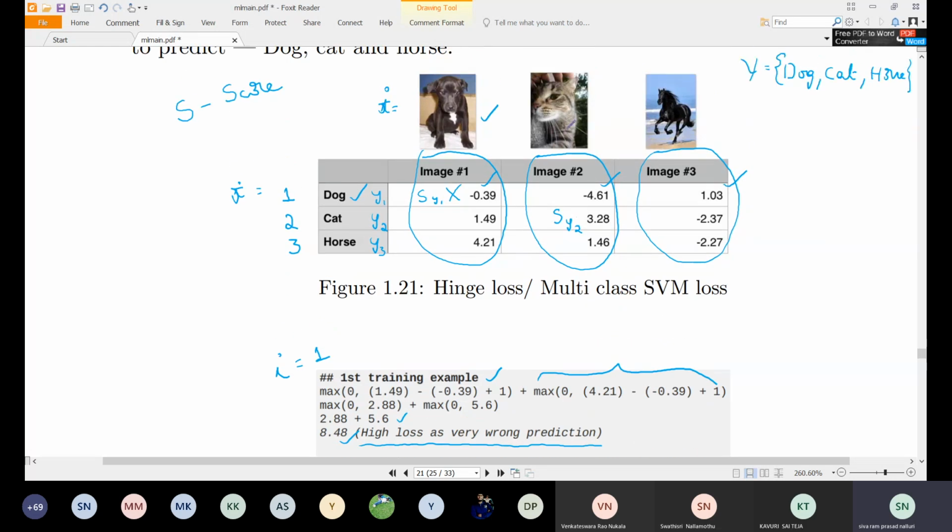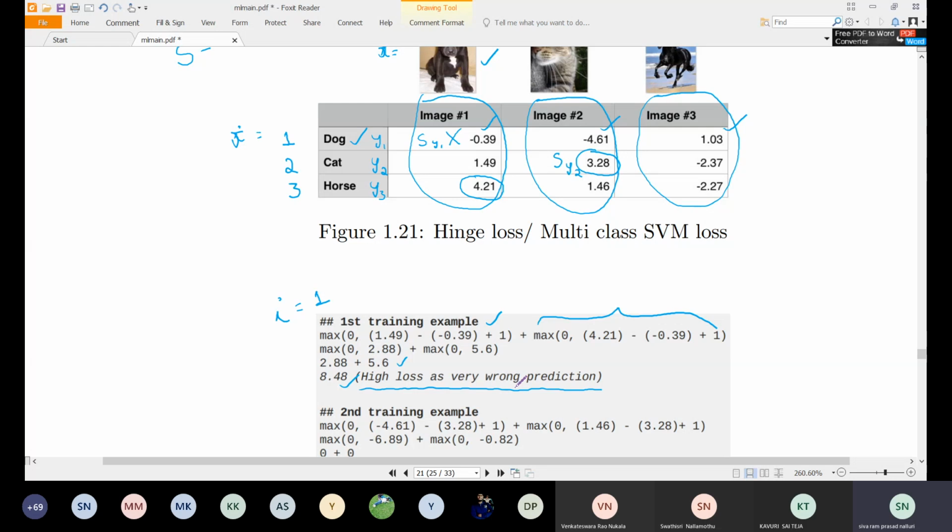When you show the cat image, your classifier has given the highest score to which class label? Cat. That is the reason why your hinge loss is 0. Whereas in the first case, when you show the classifier the image of a dog, it has given the highest score to which class label? Horse, which is a blunder. So that is the reason why for the first example, it has given very high hinge loss.